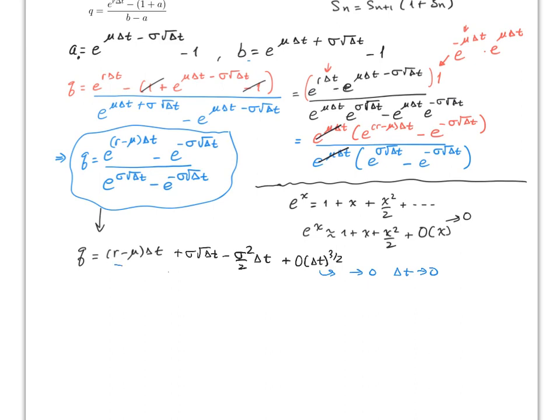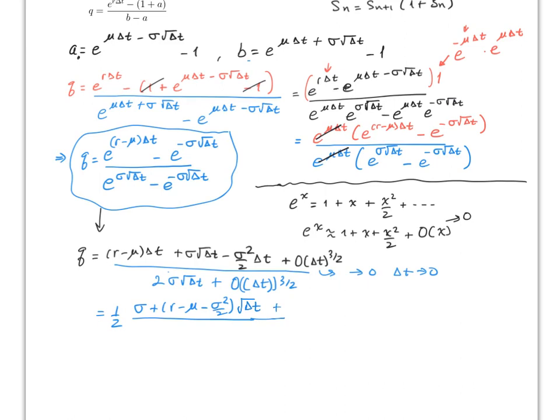And in the bottom, if you do the same formula twice, you will end up with 2 sigma radical delta t plus again some error because you're not using the whole series, and this is approximately equal to 1/2, and this is sigma plus r minus mu minus sigma squared over 2 times the square root of delta t plus the error, and on the bottom this is just sigma plus the error. Remember that this goes to 0 as delta t goes to 0.